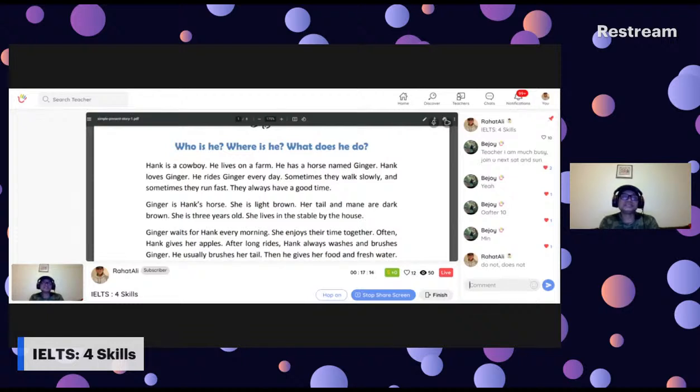Ginger is Hank's horse. She's light brown. So you have noticed that they have used she. If it is a she, that means it's a female horse. So Ginger is Hank's horse. She is light brown. Her tail and mane are dark brown. She's 3 years old. She lives in the stable by the house. So stable, what does it mean, guys?